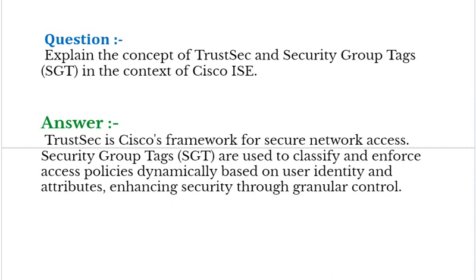Our next interview question is: explain the concept of TrustSec and Security Group Tags (SGT) in the context of Cisco ISE. Your answer should be: TrustSec is Cisco's framework for secure network access. Security Group Tags (SGT) are used to classify and enforce access policies dynamically based on user identity and attributes, enhancing security through granular control.